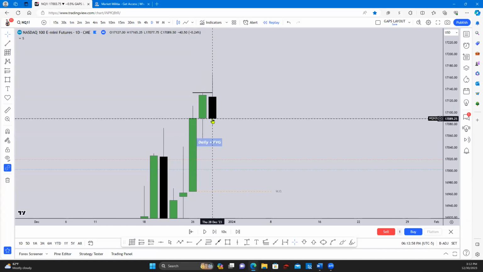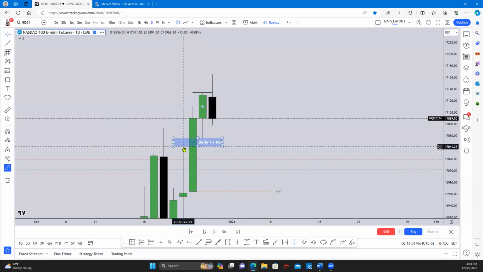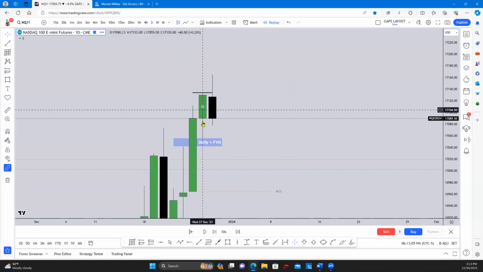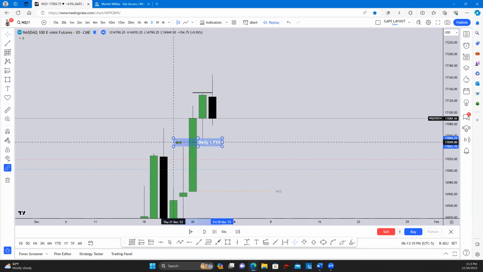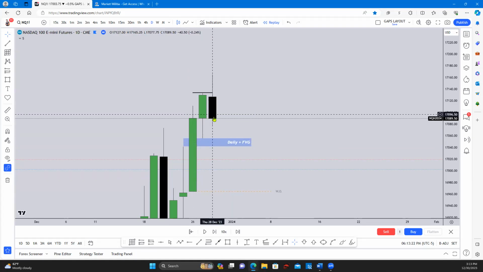So we left this inefficiency here from this candle's wick to this candle's wick. So we have this daily fair value gap, buy side imbalance, sell side inefficiency. So the market has only traded on the daily time frame for buyers. Okay, so the market needs to come down and offer this area fair value in the form of selling opportunities, in the form of a bearish candle.